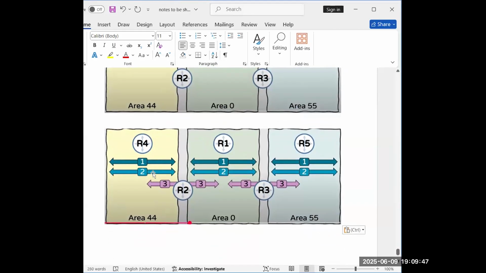See, type 3. Now type 1 and type 2 we've seen. Type 3 is the summary LSA, which is generated by the R2 router and R3 router only. So R4, R5, R1 will not come into the picture at all. Only ABR routers will generate this summary LSA packet.